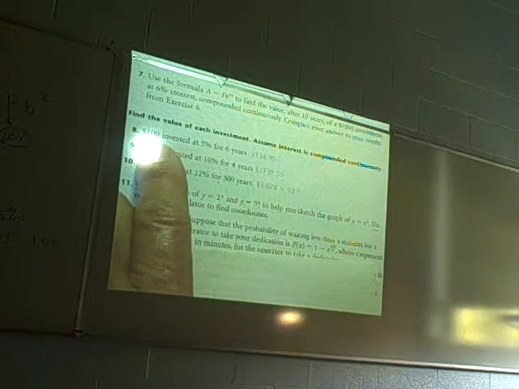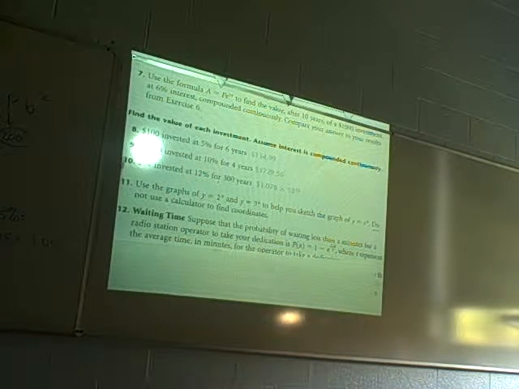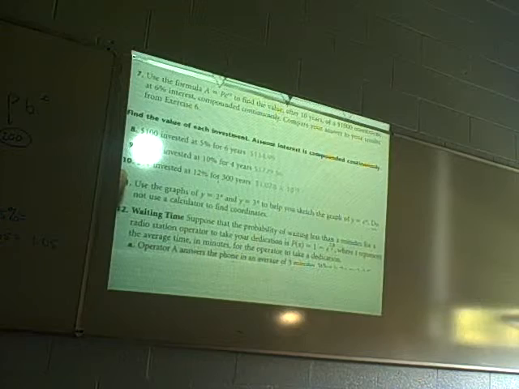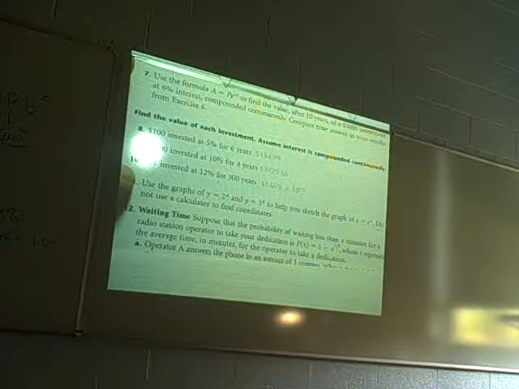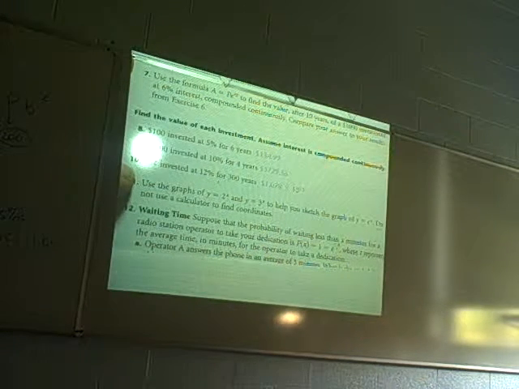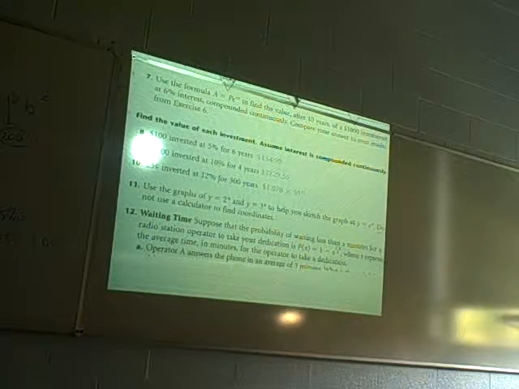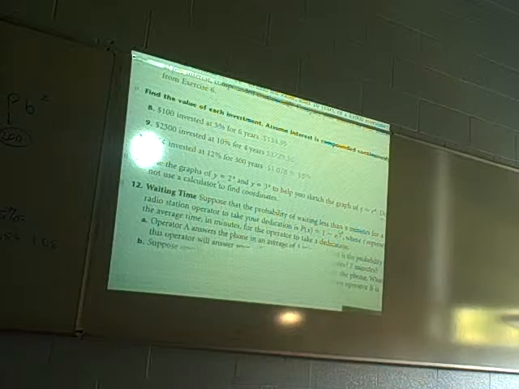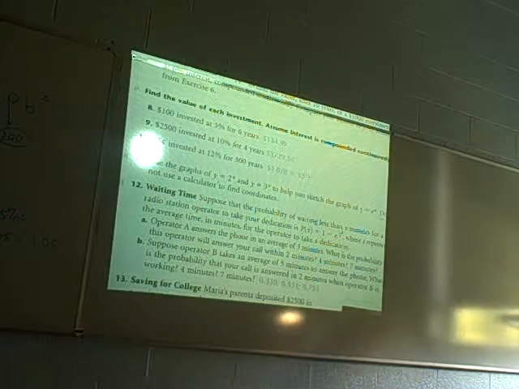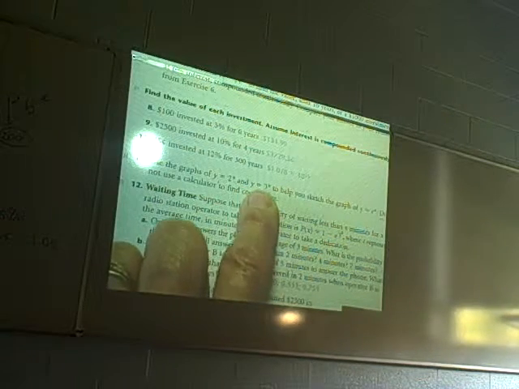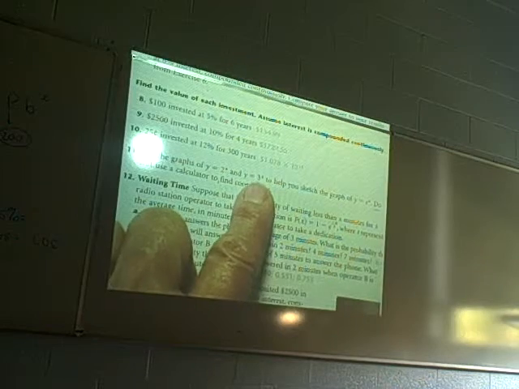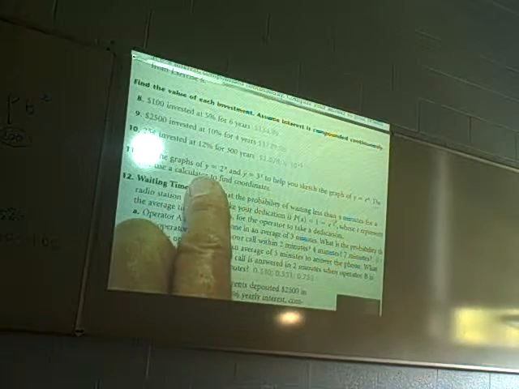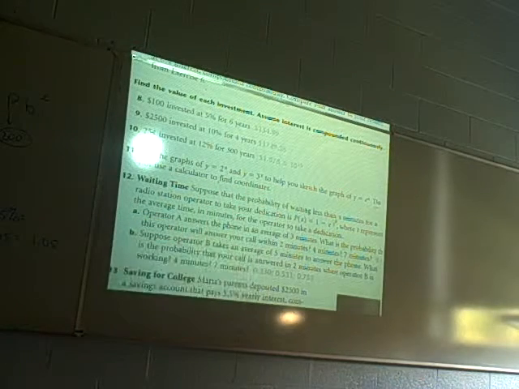And problems 8, 9, and 10, again, are just the same problem, and I'm hoping that you're okay with those. Number 11, sorry. It says use the graphs of y equals 2 to the x and y equals 3 to the x to help you sketch the graph of y equals e to the x. Do not use a calculator to find coordinates.